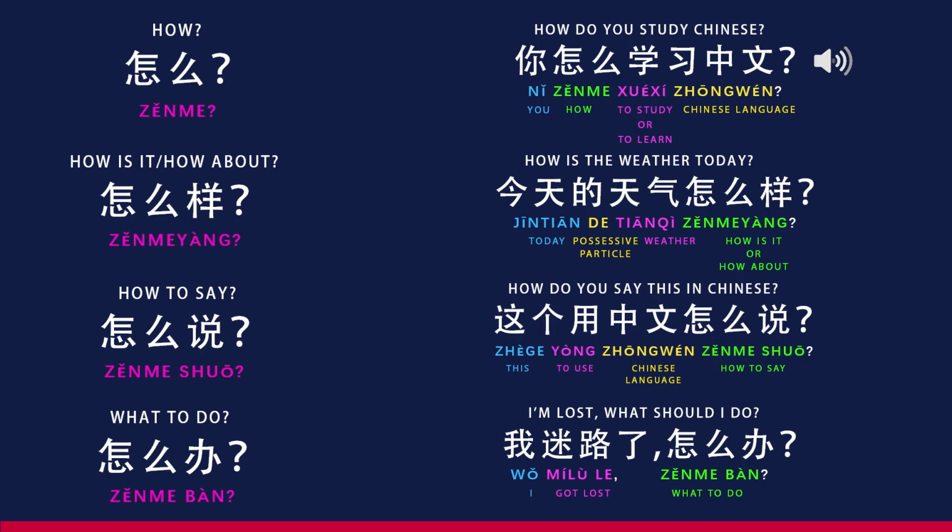你怎么学习中文？ 今天的天气怎么样？ 这个用中文怎么说？我迷路了，怎么办 The last two interrogative words for this chapter are 怎么了 meaning what happened, and 什么样的 meaning what kind, or what sort of. Make sure not to confuse 什么样 with 怎么样。Moving on to examples.